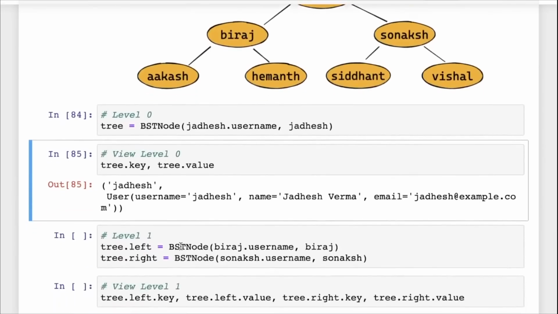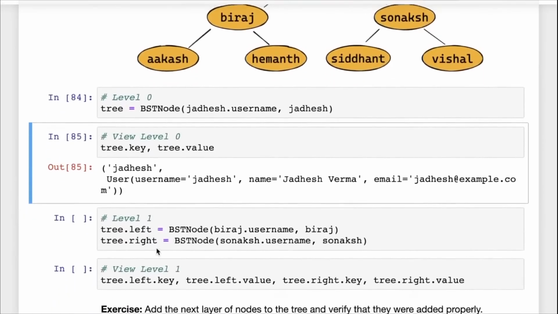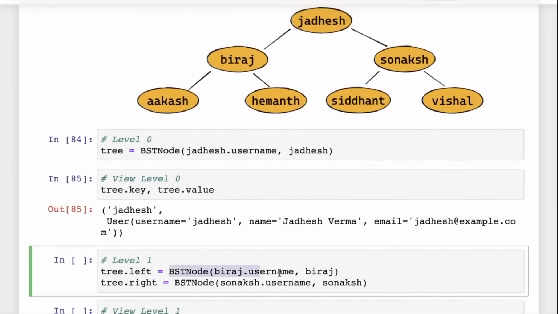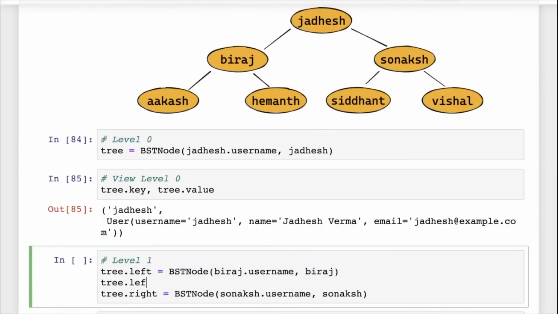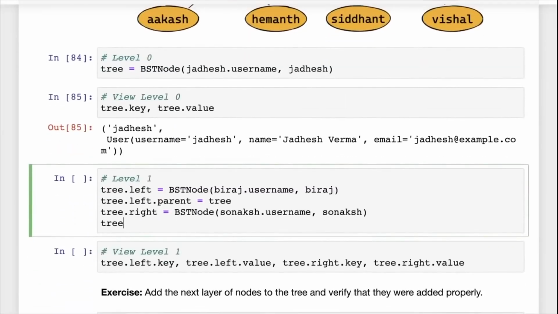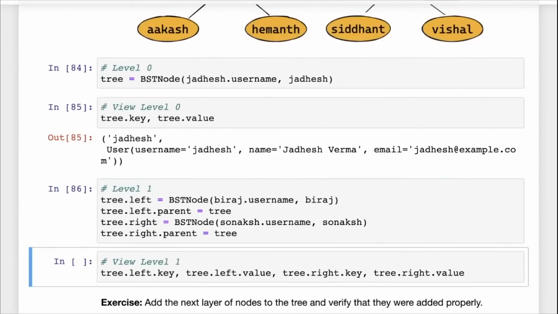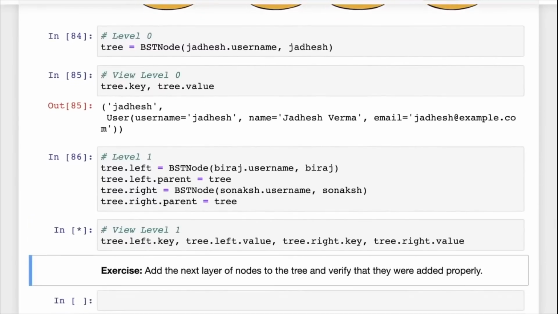Let's create level 1. Now level 1 is we set tree.left to BST node, Biraj.username and Biraj. Now one other thing that we should do here is once we set it, we should set tree.left.parent to tree. And similarly, we set tree.right. So now tree.right is Sonaksh. So we set BST node with Sonaksh.username as the key and Sonaksh as the value. And then we can set tree.right.parent as tree.